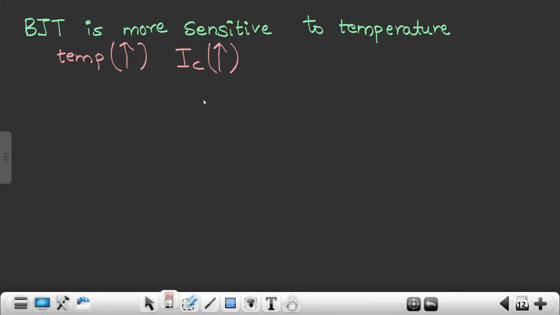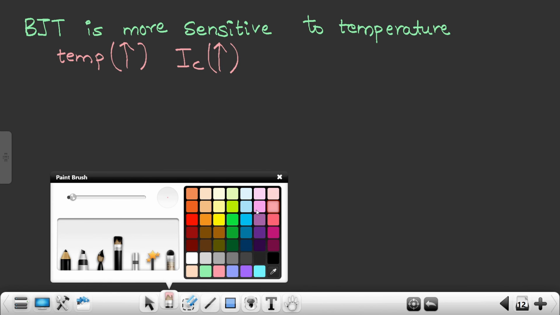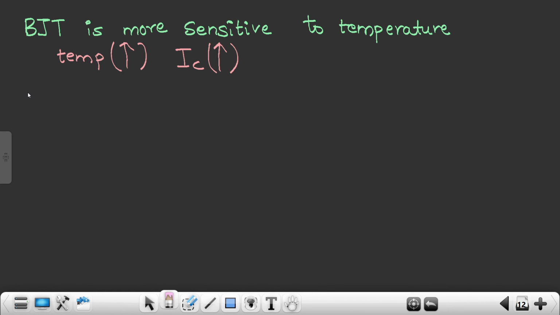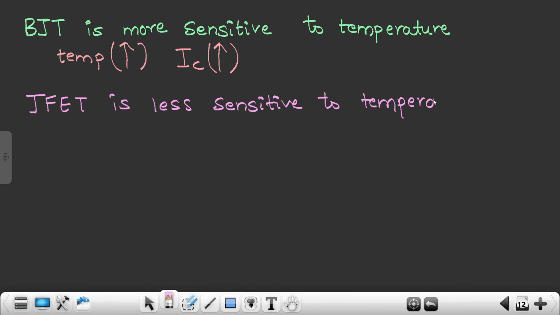Okay, so in case of JFET, even JFET is also sensitive to temperature, but it is less sensitive as compared to BJT. So let me write over here, JFET is less sensitive to temperature. Okay, JFET is less sensitive to temperature. That means if temperature increases by a very large amount, the output current will change by a very small amount. So you can clearly see the change.